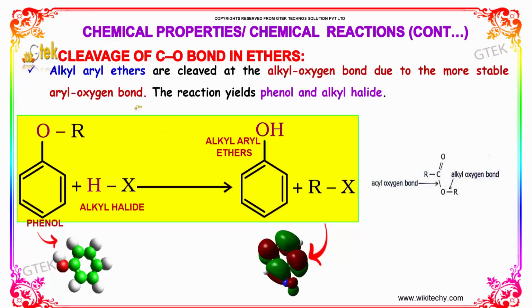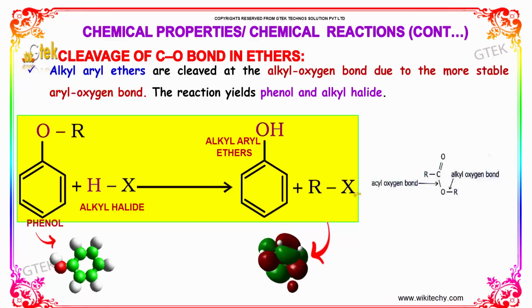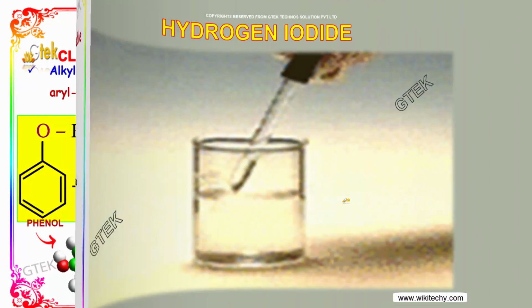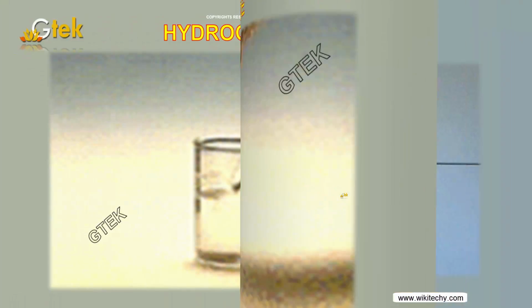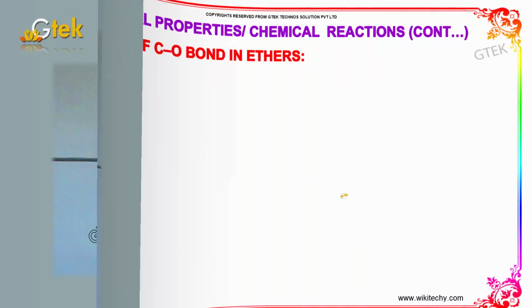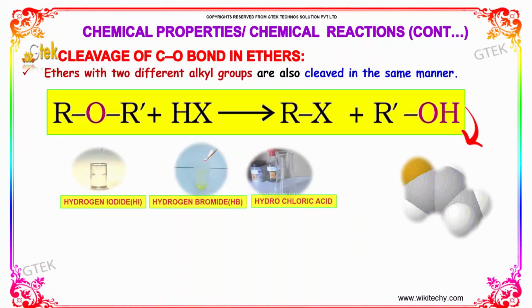Alkyl aryl ethers are cleaved at the alkyl oxygen bond due to the more stable aryl oxygen bond. The reaction yields phenol and alkyl halide. In the following reaction, phenol reacts with alkyl halide to form alkyl aryl ether plus RX, where R can be any aryl group and X can be any halide. Hydrogen iodide, hydrogen bromide. Cleavage of C-O bonds in ethers.